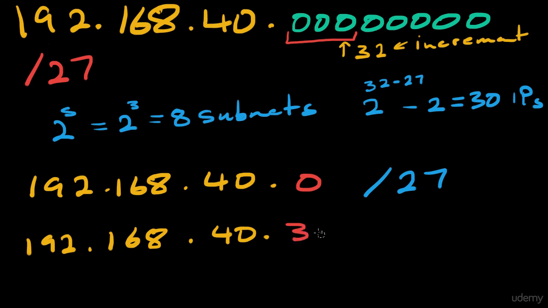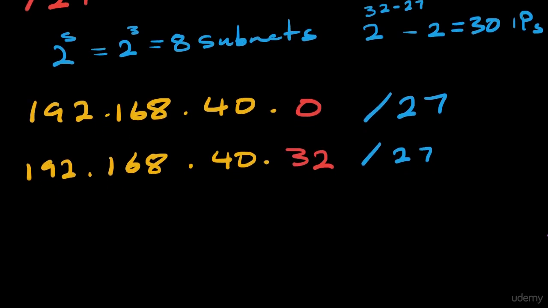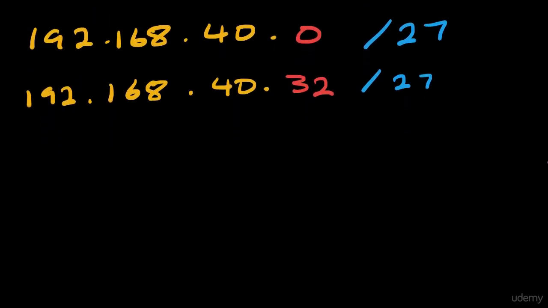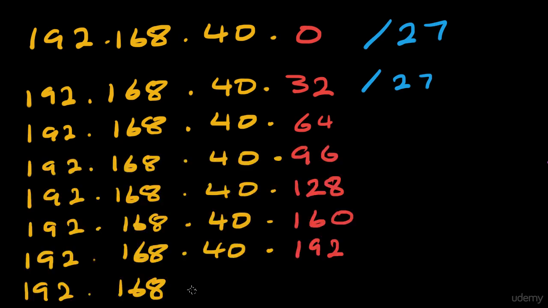So this is 32/27. Let me scroll down. This will be 192.168.40.32 plus 32 is 64. I'll omit the prefix because the prefix is the same for all of them.